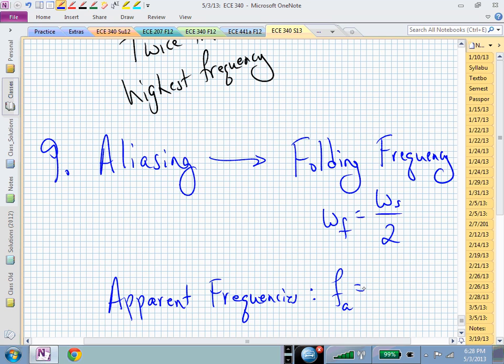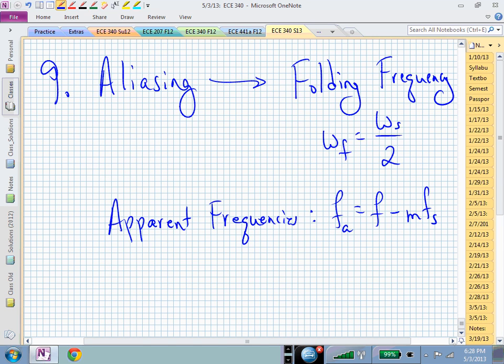What will you see, or what are the apparent frequencies? Those are now going to be given to you by the original frequency f adjusted by some integer multiple of the sampling frequency f sub s, if that's in, let's say, hertz. Where this apparent frequency, you find that such that it's between the folding frequency.